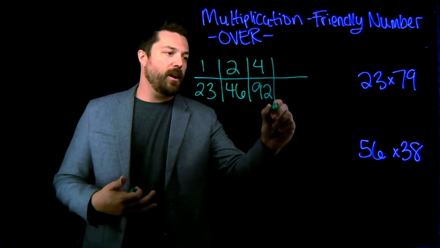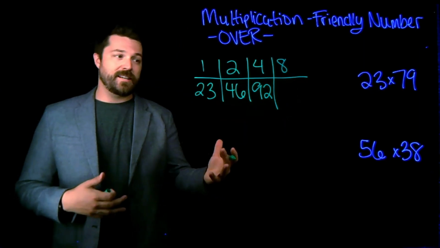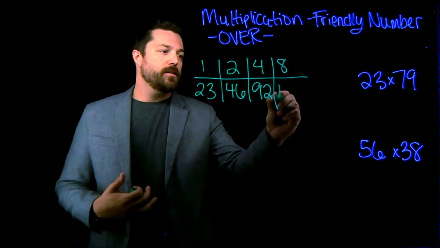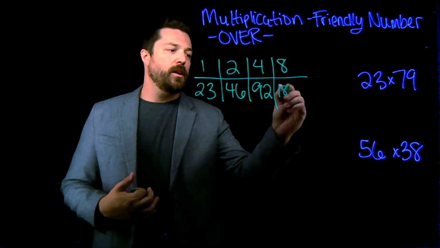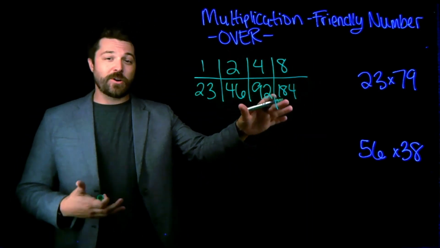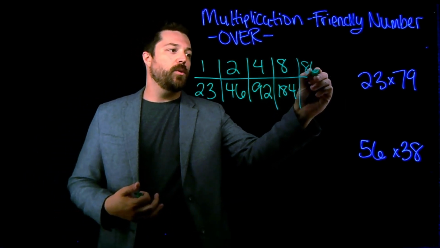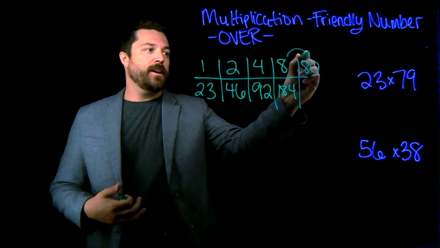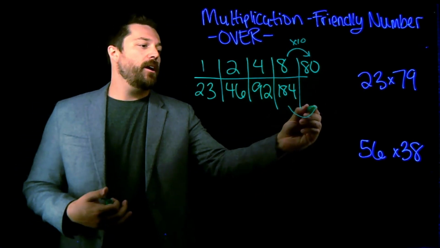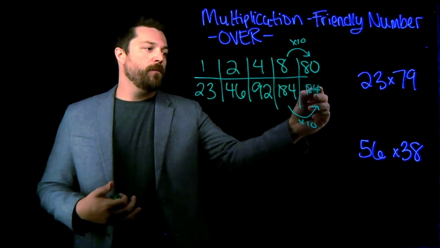And then from there, I know I can get to 8. If I just double one more time, I'll get to 8. 90 and 90 is 180, so this is going to be 184. My first target was getting to 8 because I want to get to 80, and I know if I scale up by 10, it gets me from 8 to 80. So I can scale up by 10 here from 184 to 1,840.